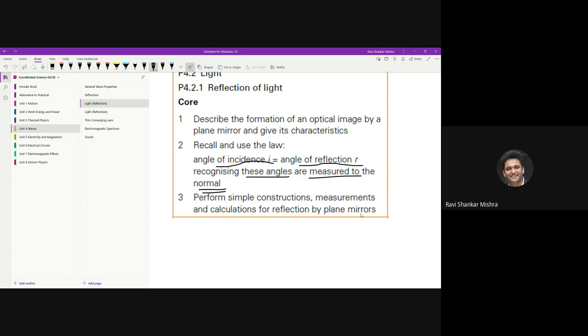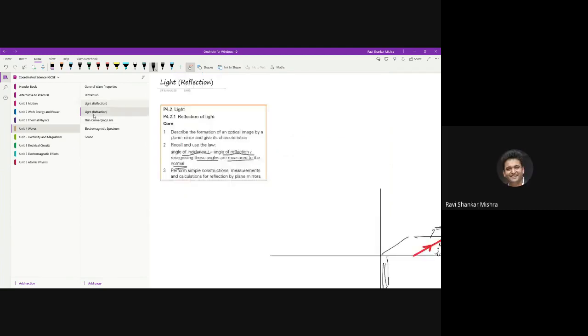Perform simple constructions, measurements, and calculations for reflection in plane mirrors. I guess we did a decent number of questions, including angle of deviation and plane mirrors as well, right? So we have completed this, right? Yes, sir. Everybody agrees. Let's go to refraction.